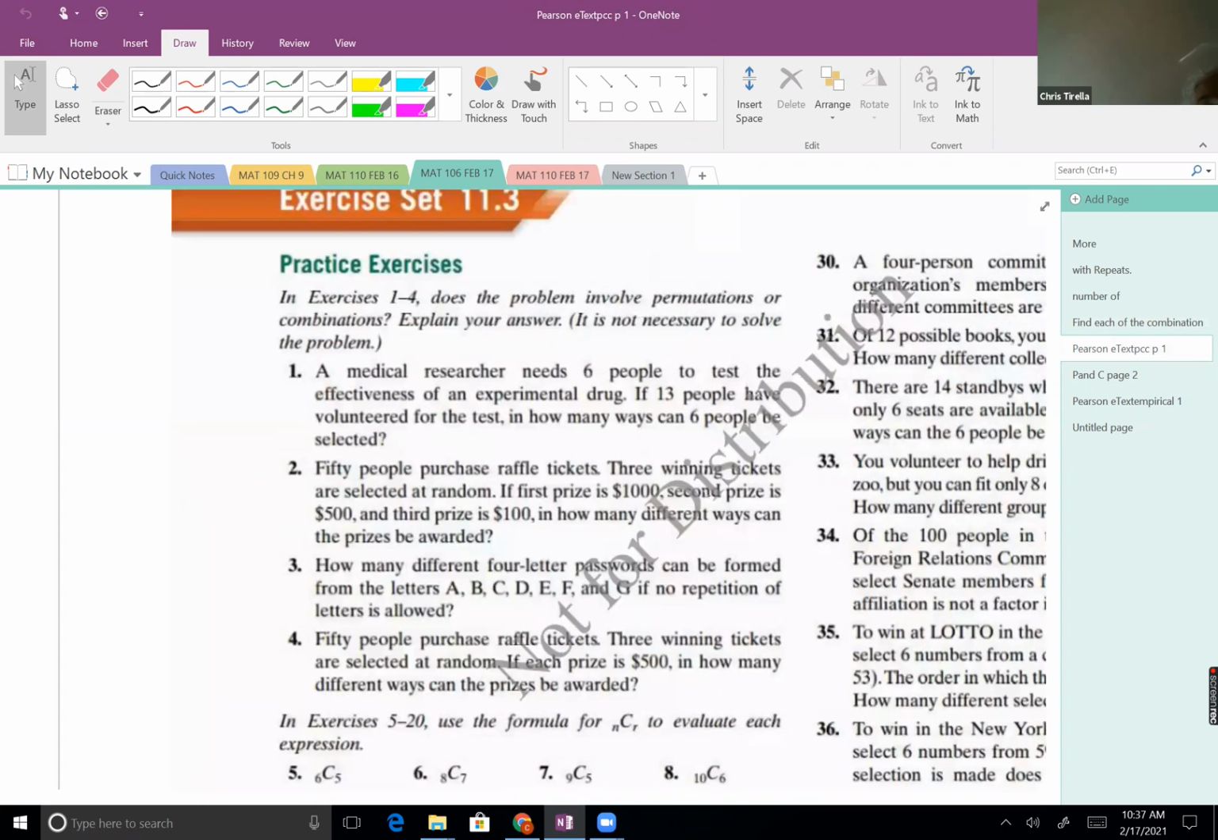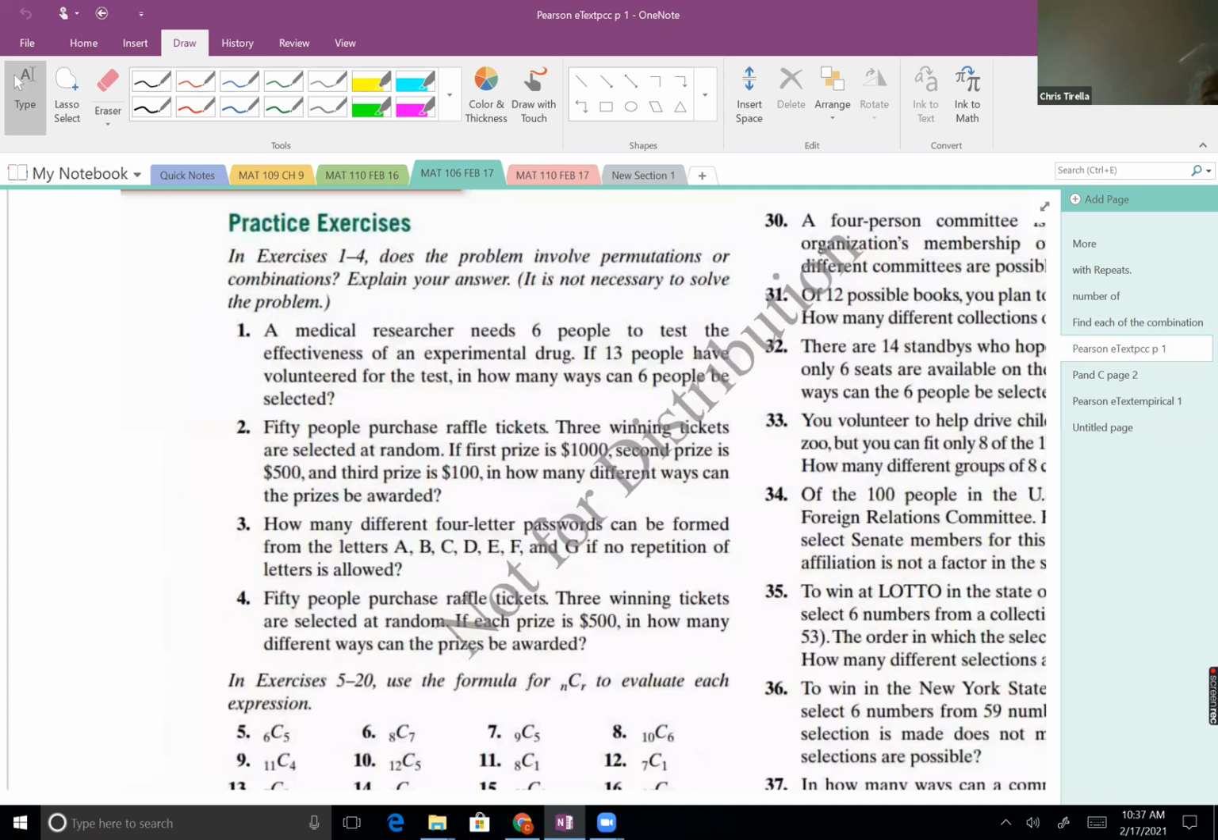It says, in 1 through 4, does the problem involve permutations or combinations? It's not necessary to solve it, but let's go through and write it out. Question 1 says a medical researcher needs 6 people to test the effectiveness of an experimental drug. If 13 people have volunteered for the test, in how many ways can 6 people be selected? So you're one of those 13 people that volunteered.